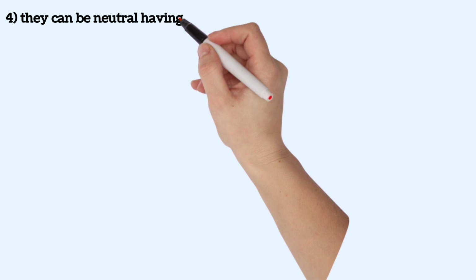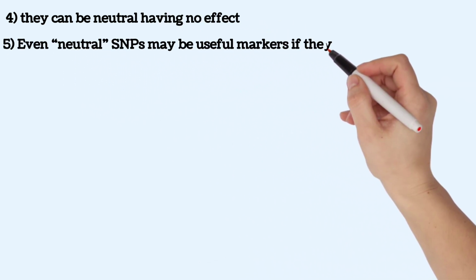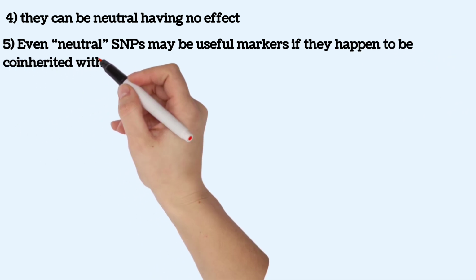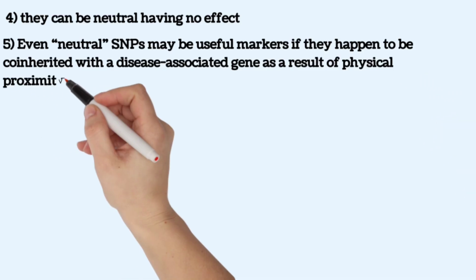Now the next point is that the SNPs can be neutral, that means they have no effect. Now interestingly, even neutral SNPs may be useful markers if they happen to be co-inherited with a disease associated gene as a result of physical proximity.